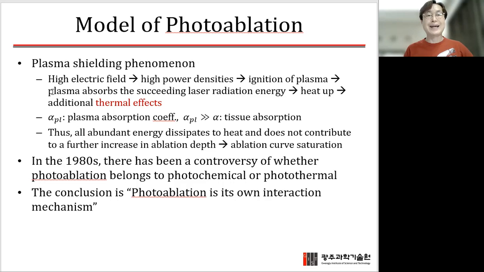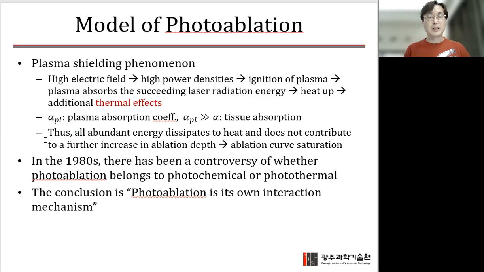So when there is a high electric field, you will have a high power density, and this is going to be the condition to initiate the plasma. And once the plasma is generated, the plasma is going to absorb the succeeding laser radiation energy. And when it is absorbing energy, you can easily imagine that heat will also be generated, so it will cause additional thermal effects.